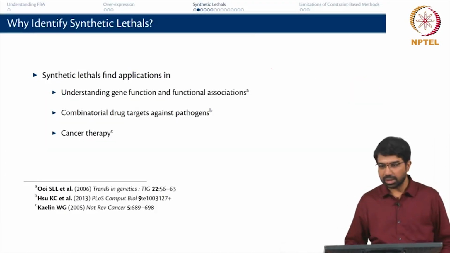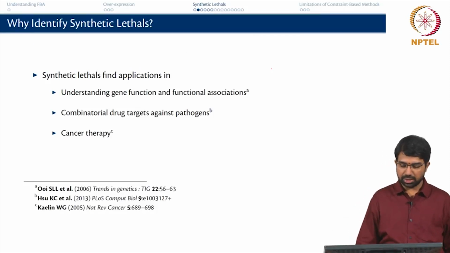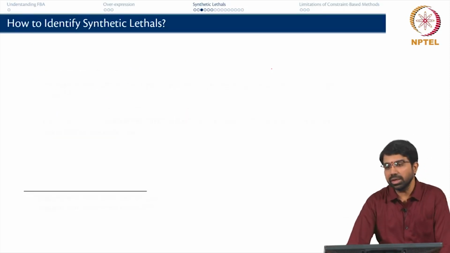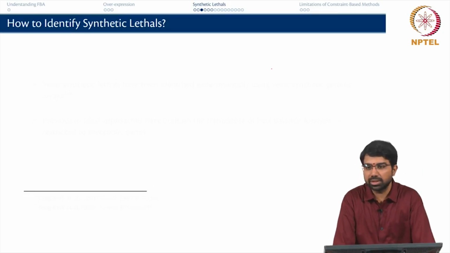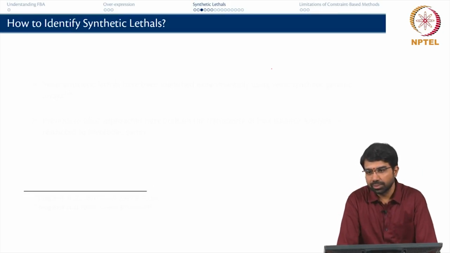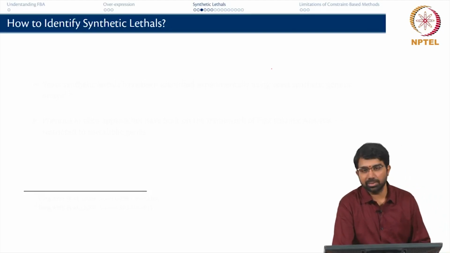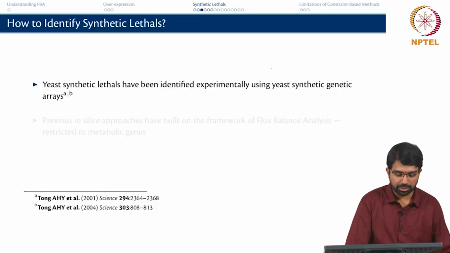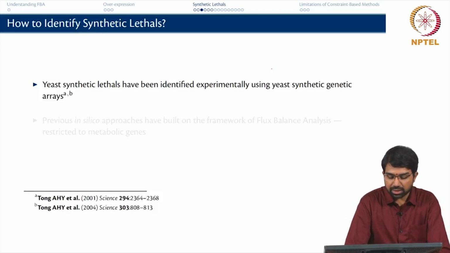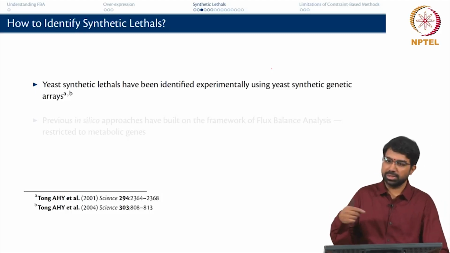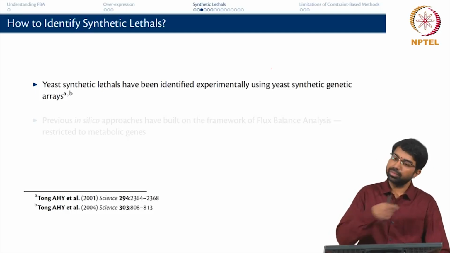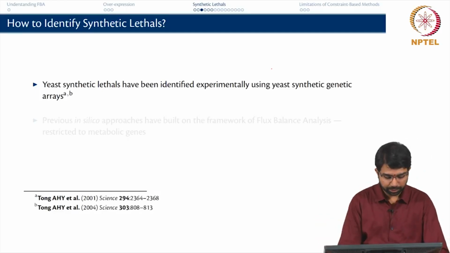Right, so, cancer therapy is another possible application for synthetic lethals. So, how do you identify synthetic lethals? What would be the simplest way to identify synthetic lethals, right. So, let us first look at experimental methods before we think about computational methods. So, yeast synthetic lethals have been identified using yeast synthetic genetic arrays. So, large high throughput phenotypic screens, you just remove multiple genes at a time and check the phenotype, right.